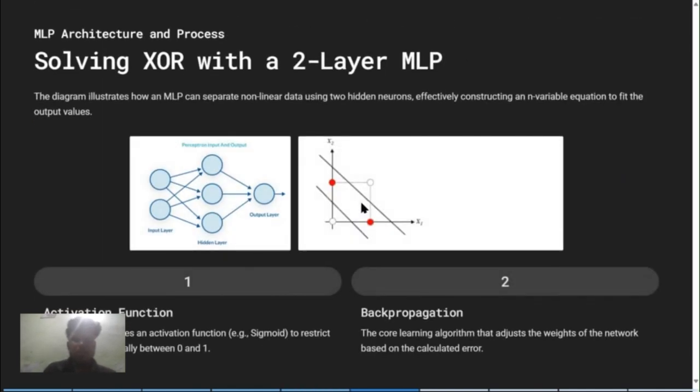Solving XOR with a two-layer MLP. This is the diagram: the input layer, then in the center is the hidden layer, and the last one is the output layer. First one is the activation function. We use an activation function like sigmoid to restrict the output values, typically between 0 and 1. Backpropagation is the core learning algorithm that adjusts the weights of the network based on the calculated error.